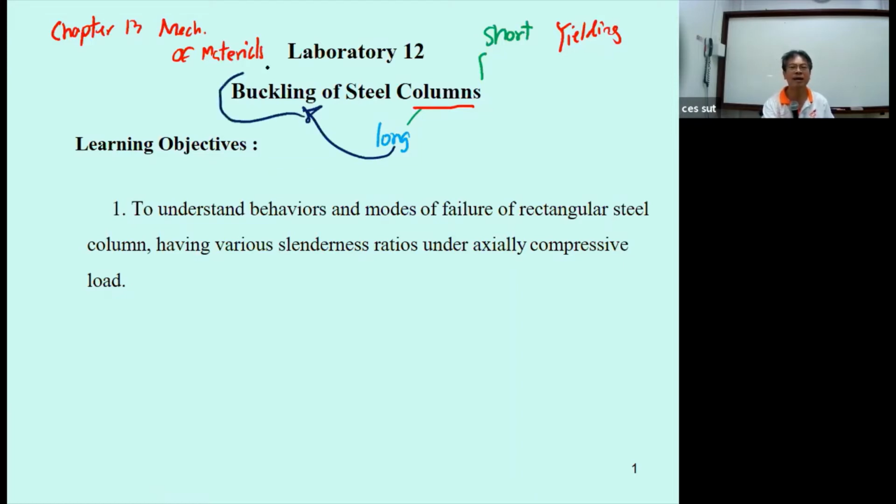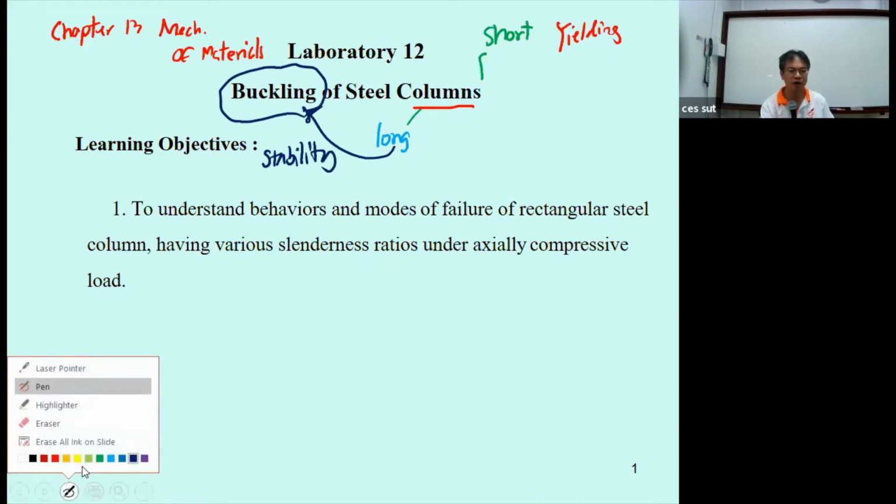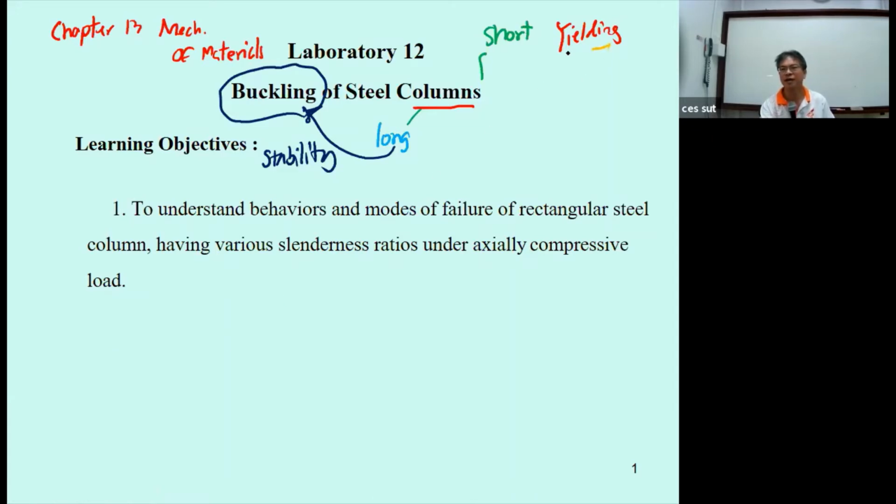Buckling is a kind of stability failure. But for the short column, the failure is a kind of material failure. So they are totally different kinds of failure.